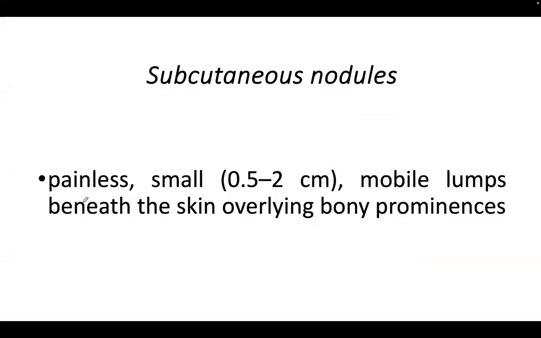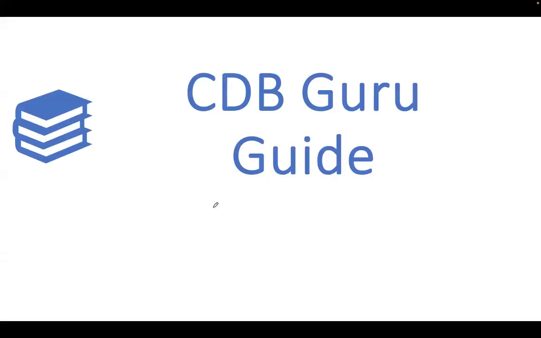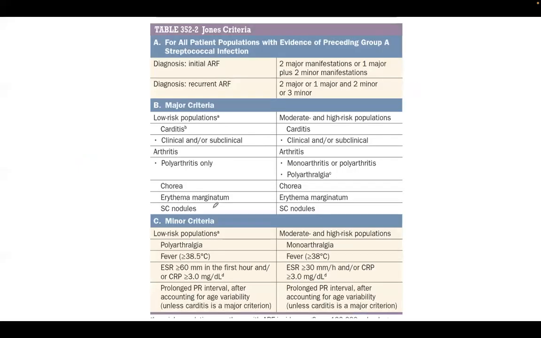Okay, so let's clear this up. Now, let's go over some tables. This is lifted from your Harrison's. This is the famous Jones criteria.